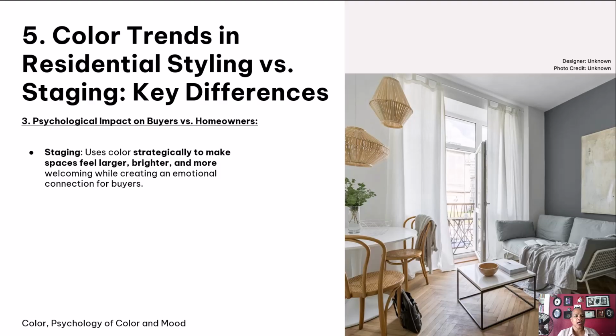So staging, again, should be pretty neutral. As much as possible, you're trying to make spaces look bright and open because that helps them look larger. Ideally, light colors expand, so it makes a space look bigger, whereas darker colors contract, making a space look smaller. So you're really looking for these high key, bright, vibrant colors and sort of neutrals.